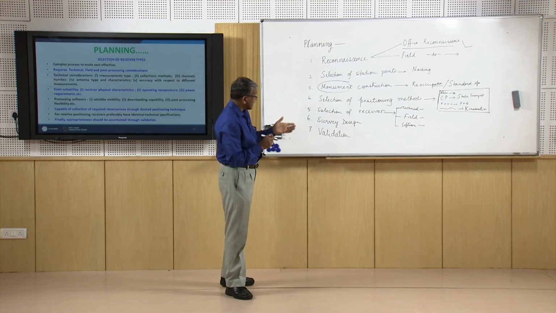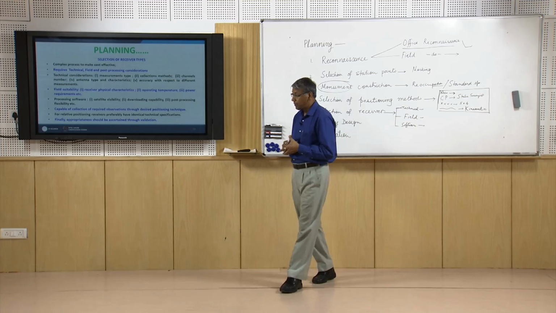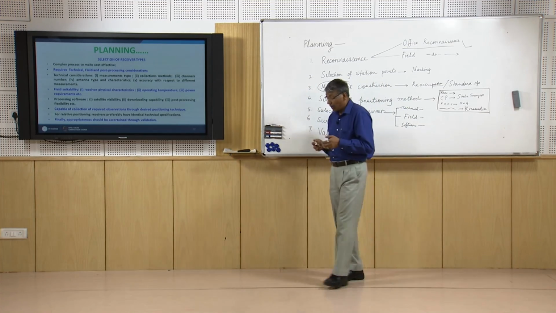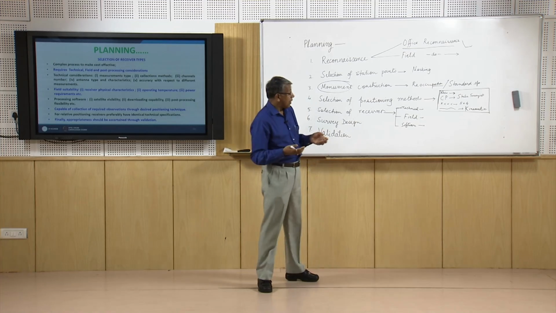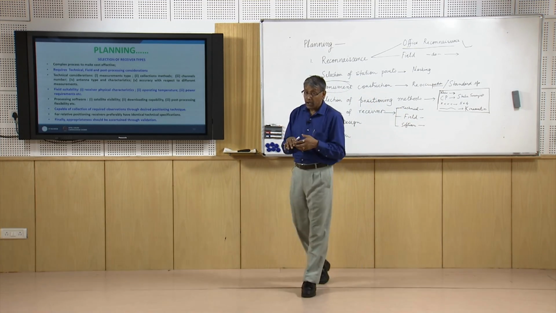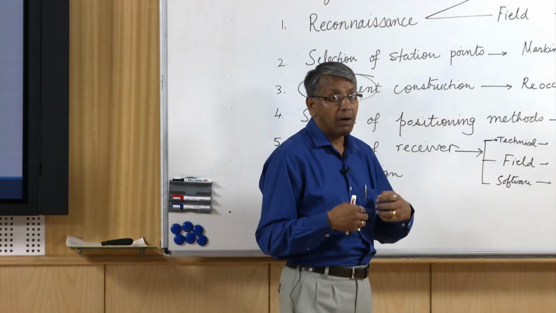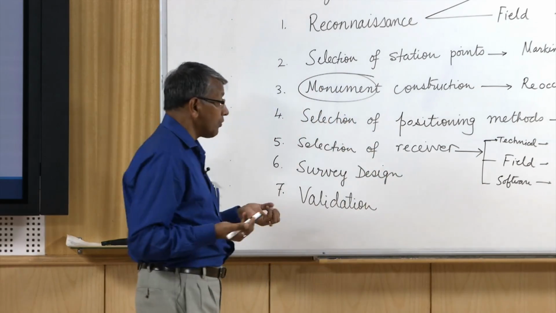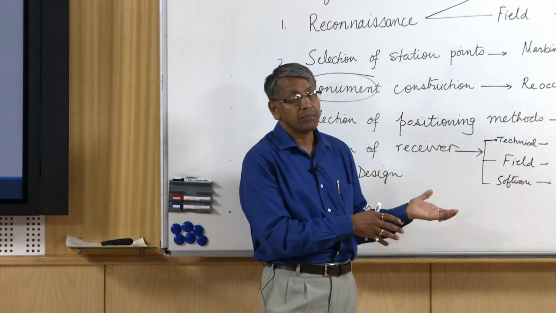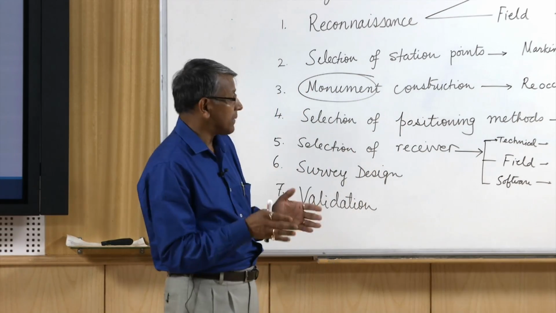Now field conditions: what should be the physical characteristics of the receiver, how much weight, what is the volume, and what is the power capacity, how many hours the receiver can work without external power, because in the field we may be working for 6 hours or 8 hours, so the receiver should have battery backup of that duration.